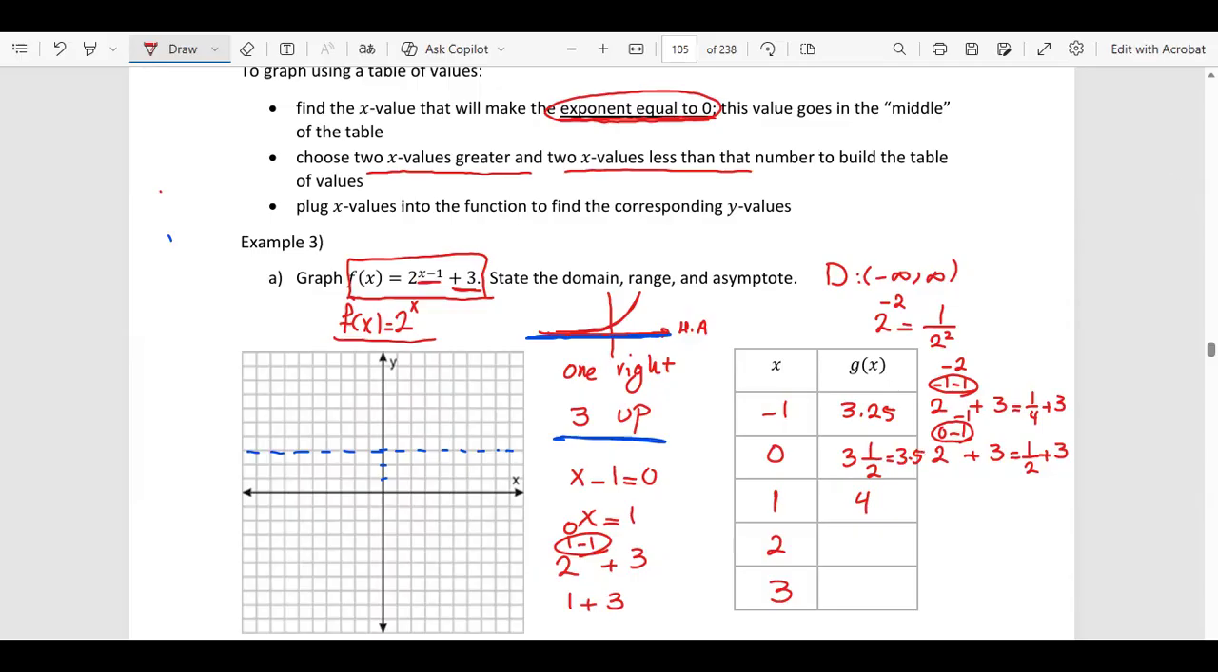Now let's replace x by 2. 2 minus 1 is just 1. 2 to the first power is 2, and 2 plus 3 is 5. Replace x by 3. 3 minus 1 is 2. 2 to the second power is 4, and 4 plus 3 is 7. Now it's ready. Let's find the points.